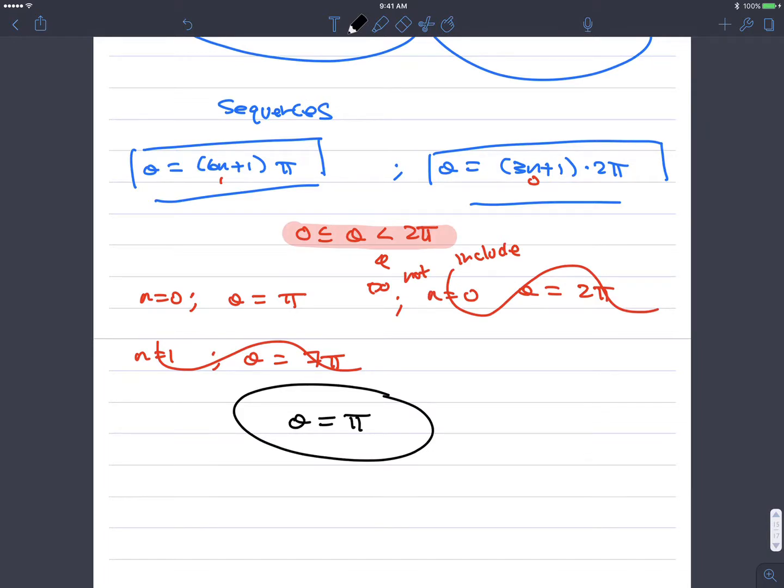And that's your solution in the restricted domain from 0 to 2 pi, not including 2 pi. Now, you're not going to look at the other solutions when n is negative, right? -1, -2, because that takes you out of the what? The restricted domain.